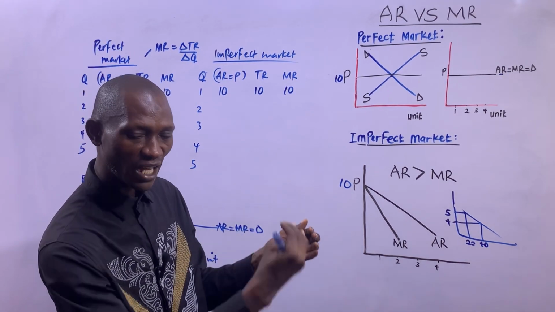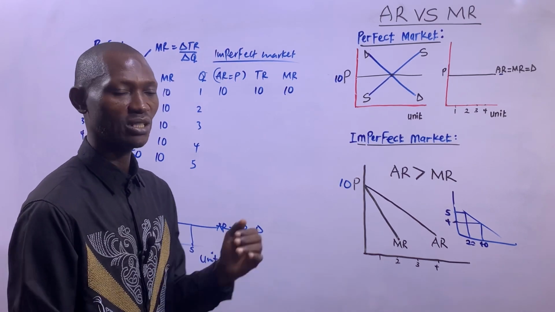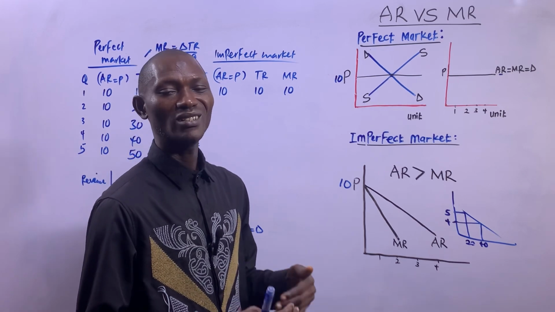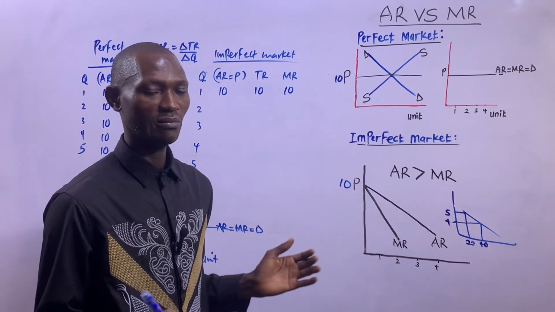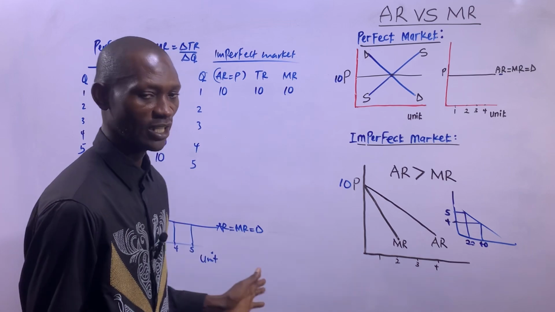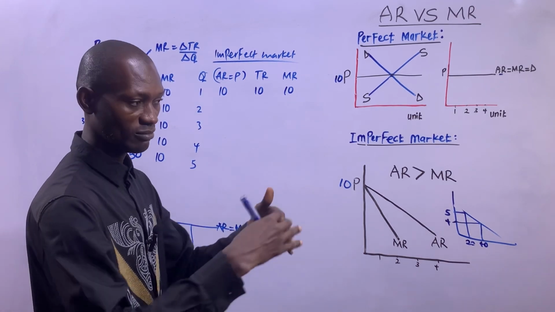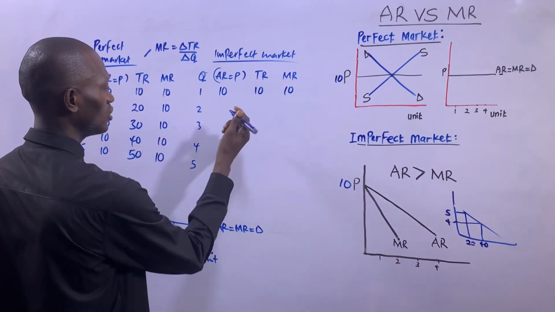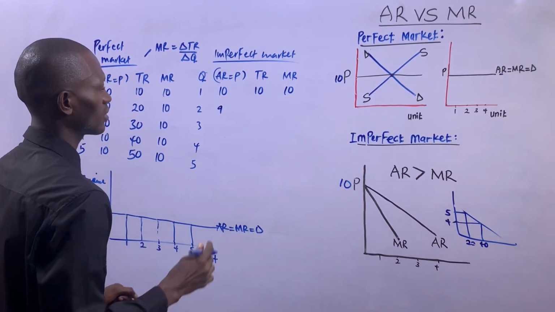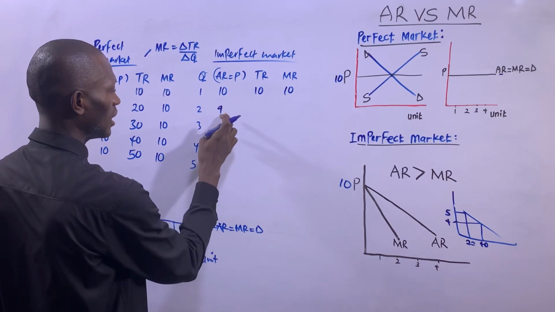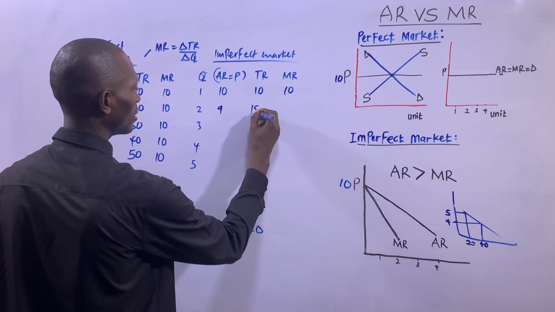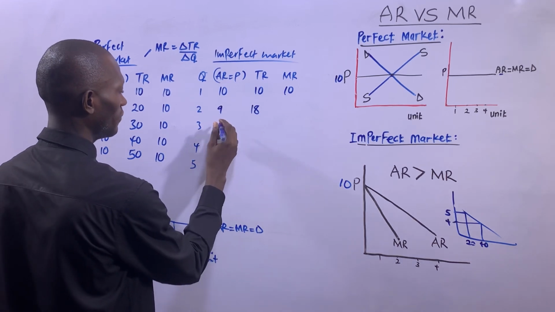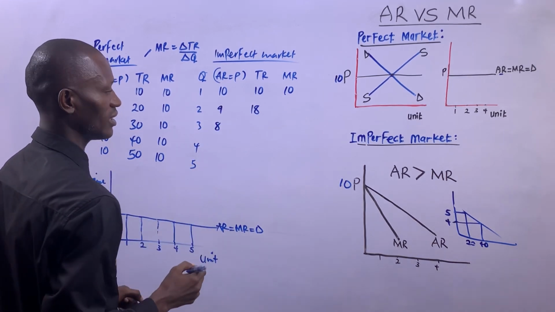So they can move down the demand curve, reduce their price a little bit in order to be able to beat their competitor who sells similar, not the same, differentiated products. So for you to sell 2 units, you reduce your price to 9 naira. So total revenue has increased. Now, how did we get that? 9 times 2, that's 18. Then, in order to sell 3 units, the firm reduces its price to 8 naira.